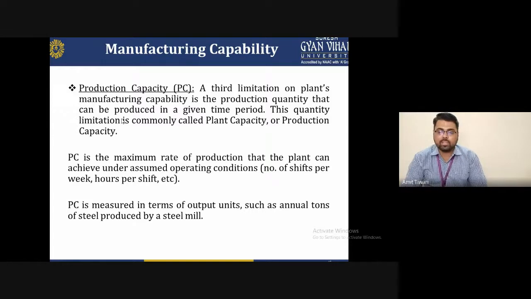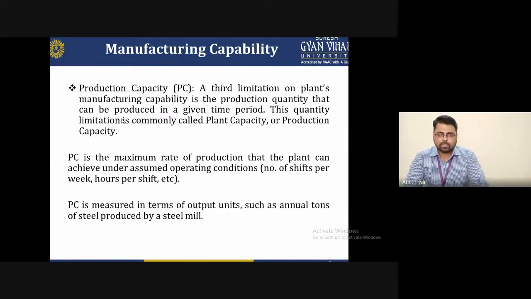That is, we can set a number of shifts per week, per hour, or in terms of working hours. That is the production capacity. So it is the maximum rate of production that the plant can achieve in the minimum timing of a week and minimum hours or minimum duration. So with the help of this standard parameter, you will identify the production capacity of any plant.